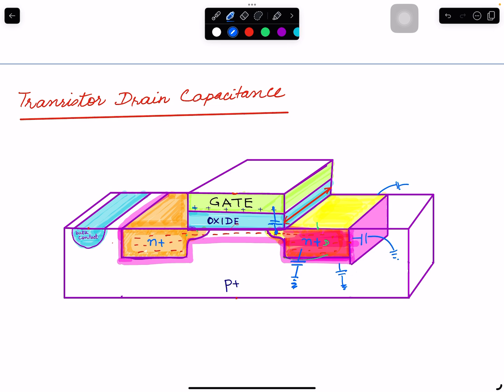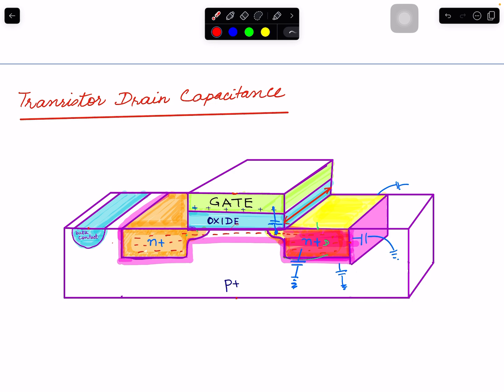Now similar components exist on the source side. There is some capacitance on the source side, but this is all grounded. I'm assuming in the linear region the drain side is the major contributing factor, because it is at a higher voltage. So you understand the sources of capacitance there. If somebody asks what are the intrinsic components within the transistor that create that capacitive load, or parasitic capacitance, these are those ones.